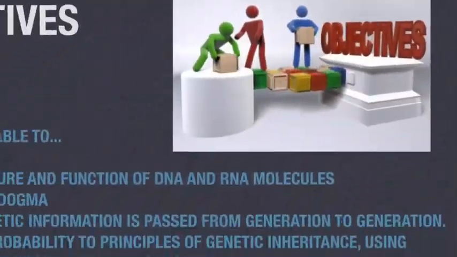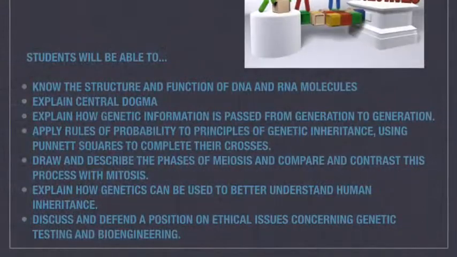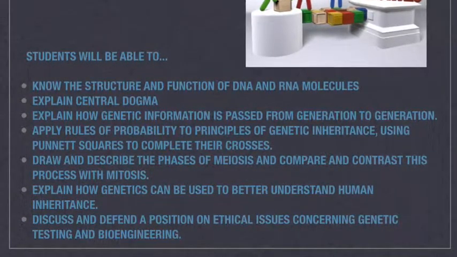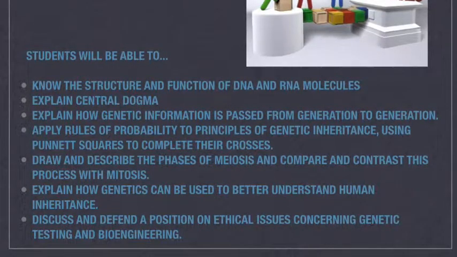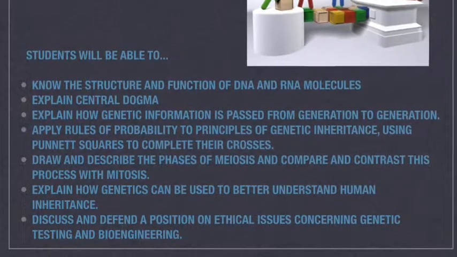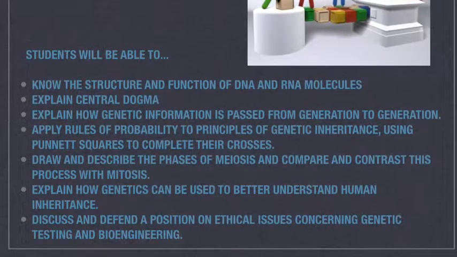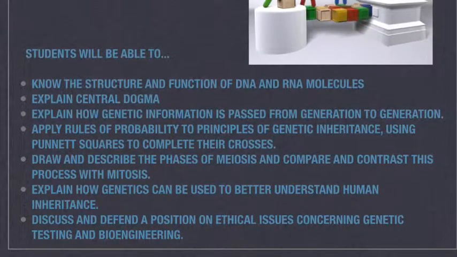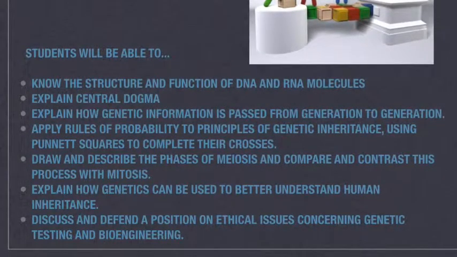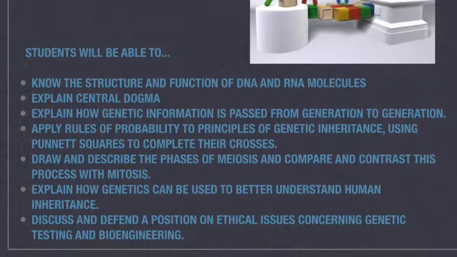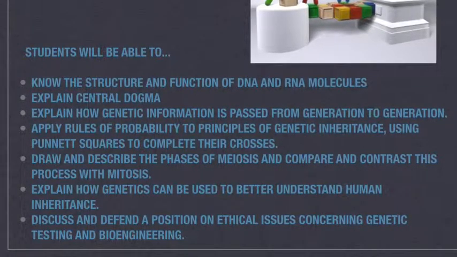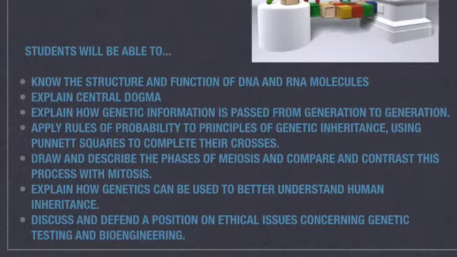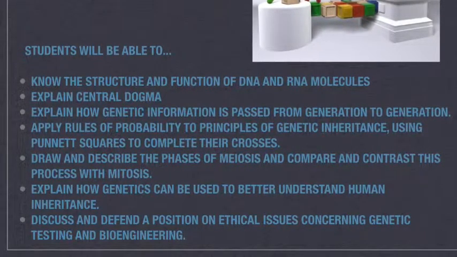Objectives for this unit are as follows. Students will be able to know the structure and function of DNA and RNA molecules, explain central dogma, explain how genetic information is passed from generation to generation, apply rules of probability to principles of genetic inheritance using Punnett squares to complete their crosses, draw and describe the phases of meiosis and compare and contrast this process with mitosis, explain how genetics can be used to better understand human inheritance, and discuss and defend a position on ethical issues concerning genetic testing and bioengineering.